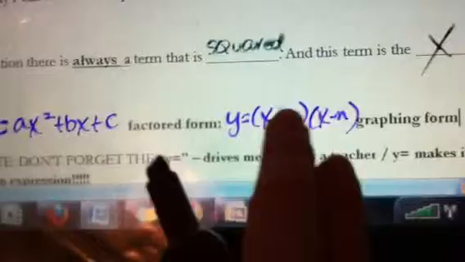This first one is the standard form: y equals x squared plus bx plus c. Your factored form is y equals (x minus n) times (x minus n). Those two are being multiplied together. And graphing form, which is what we most recently learned, is y equals a times (x minus h) quantity squared plus k. Okay, so I want you to go ahead and look at all of those three forms.